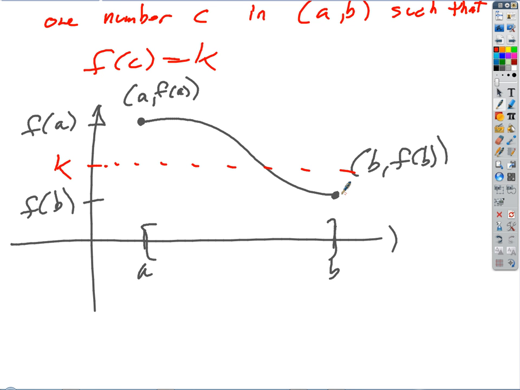So then there has to be at least one place where that's happening, and that place where it's happening we'll just call C, right? So then k is just equal to f of C. Now it could be happening multiple times if my function's doing this, right? If it's going like that.